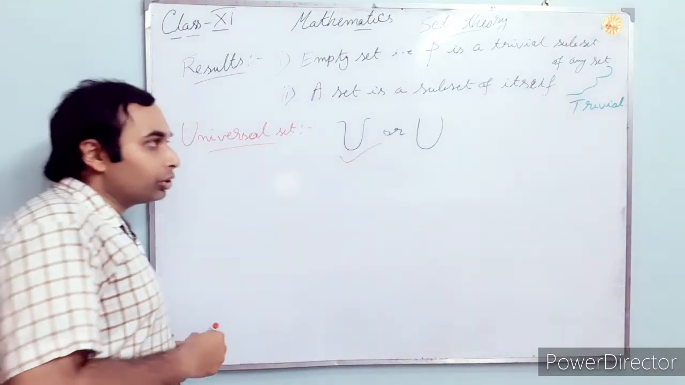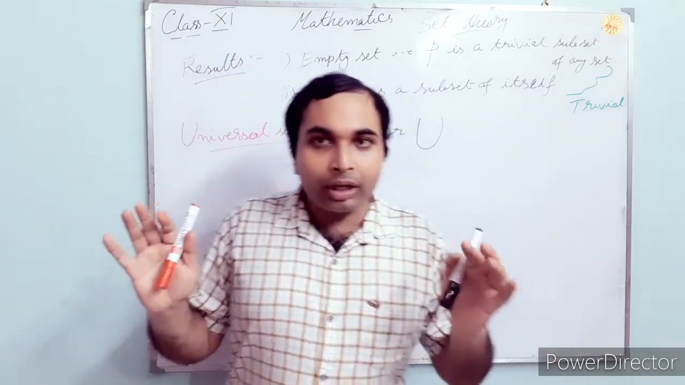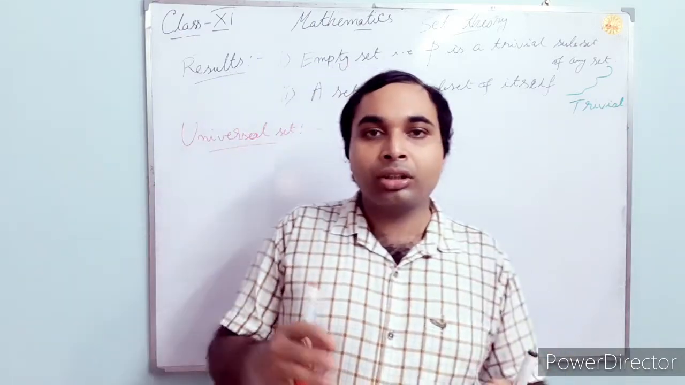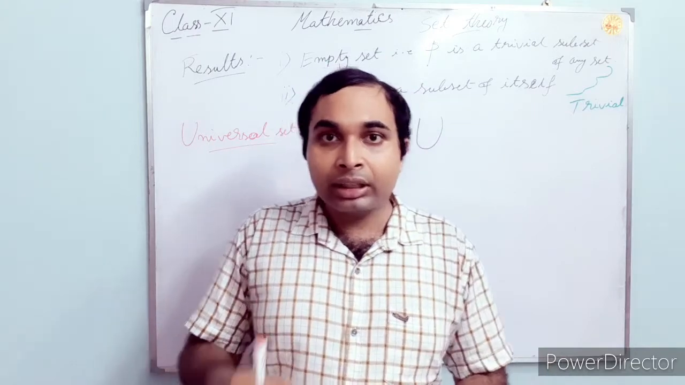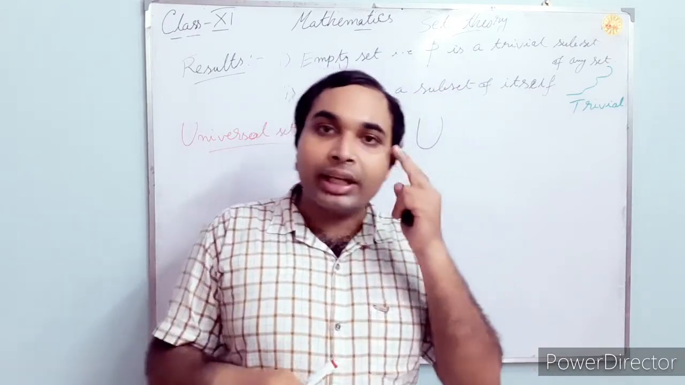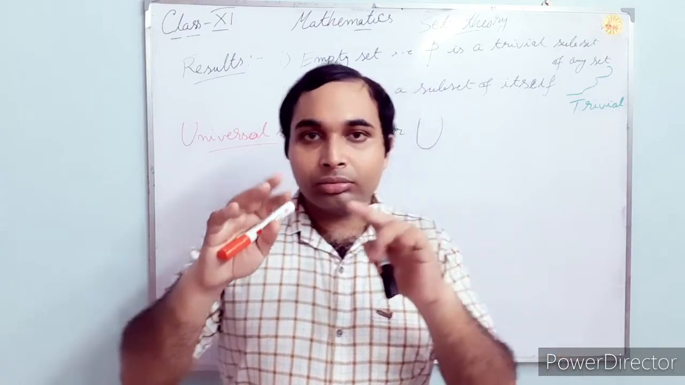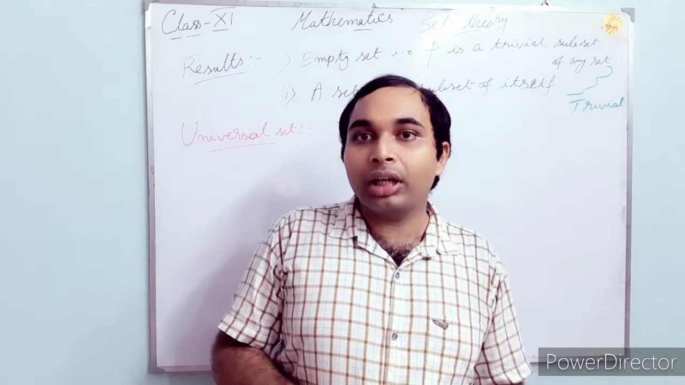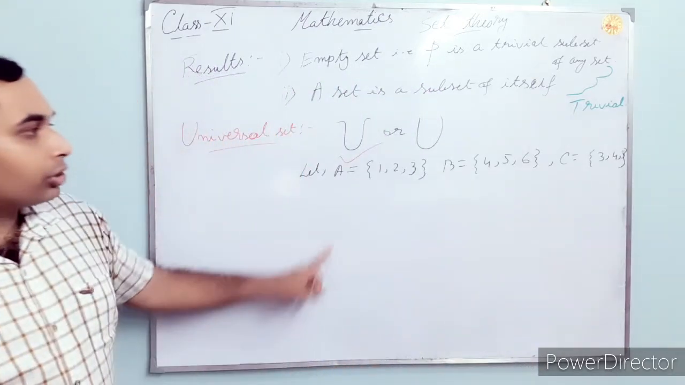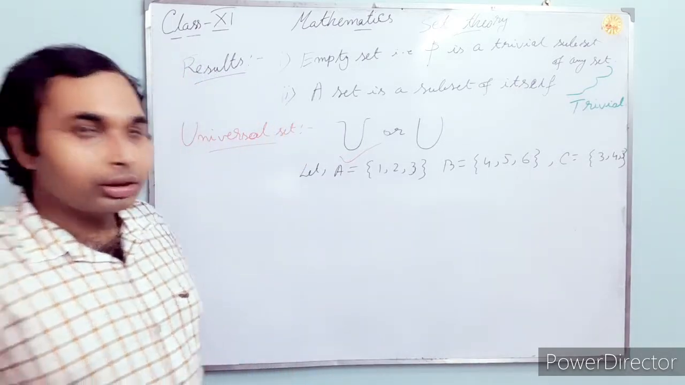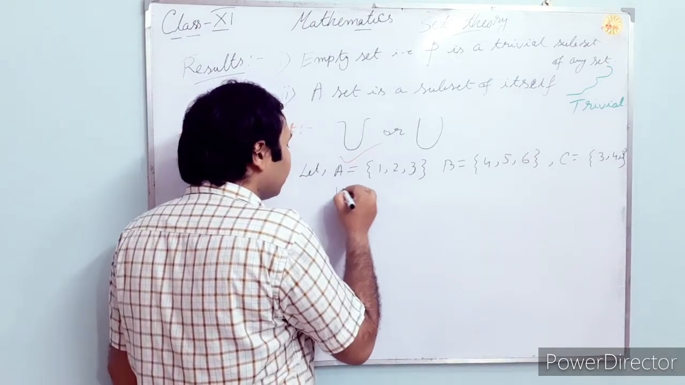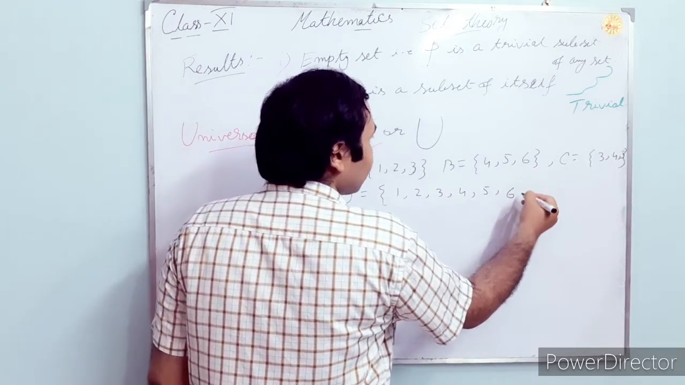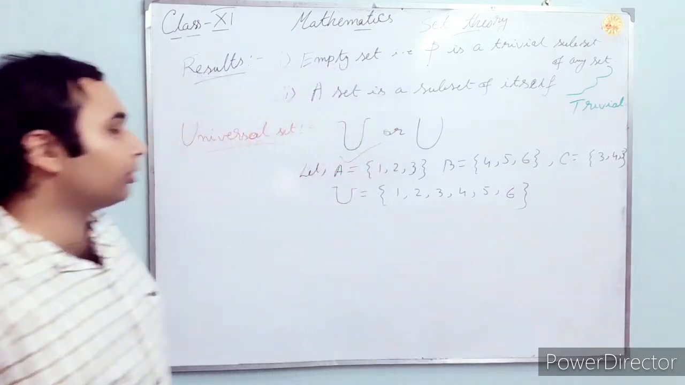So universal set. Universal set is nothing but, if we do some operations or some work with some sets, then obviously there will be one set that will be the superset of each and every set under consideration. This set is called the universal set. So if those are three sets under consideration, then obviously the universal set will be this one: 1, 2, 3, 4, 5, 6. Okay, we have got it. So this is the universal set.